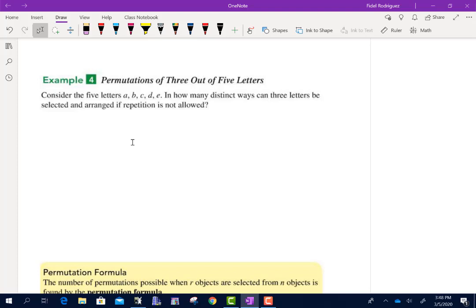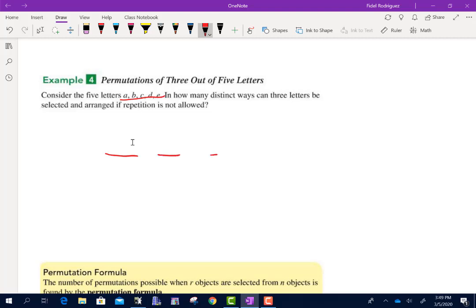For the next one, it says permutations of 3 out of 5 letters. Consider the 5 letters A, B, C, D, and E. How many distinct ways can 3 letters be selected and arranged if repetition is not allowed? Okay, so we're going to pick 3 of them.